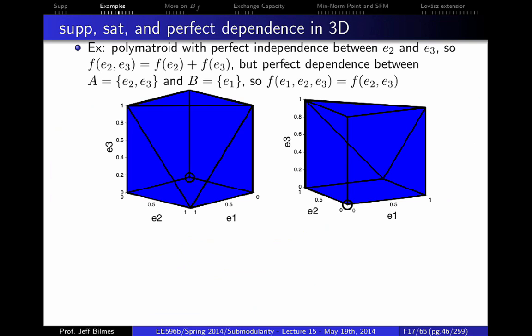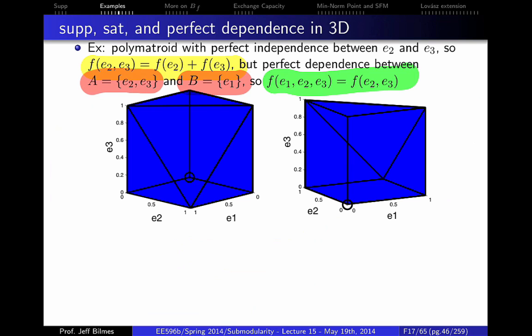Okay, so for those machine learning graphical modelists in the world, this will be familiar once we reveal how. But let's say that we've got perfect independence between E2 and E3. That basically means that we've got additivity: we're additive at E2 and E3. But we've got perfect dependence between the group E2, E3, and E1. So that basically means that the valuation at the set E1, E2, E3 is just equal to the valuation at E1, E2. Okay.